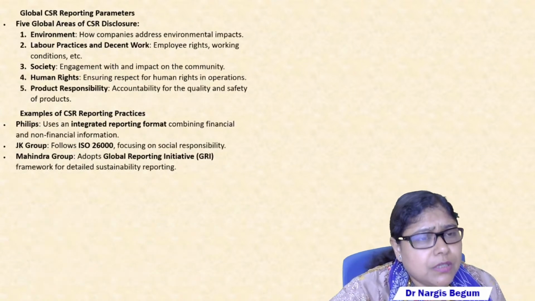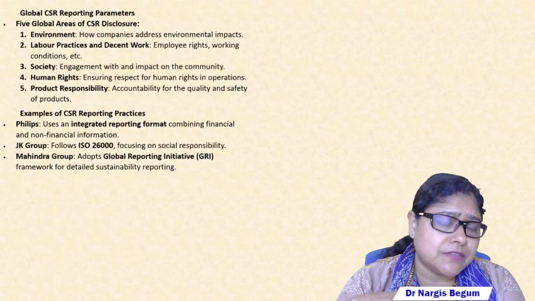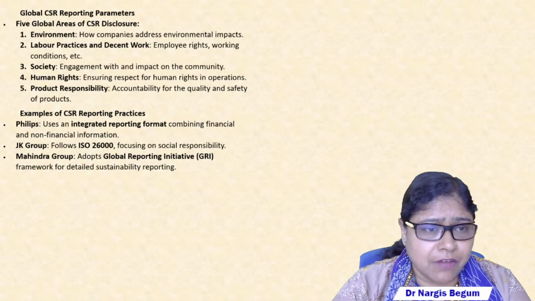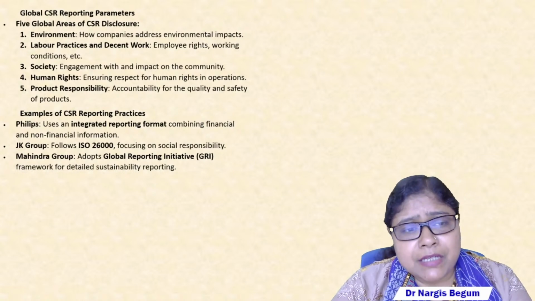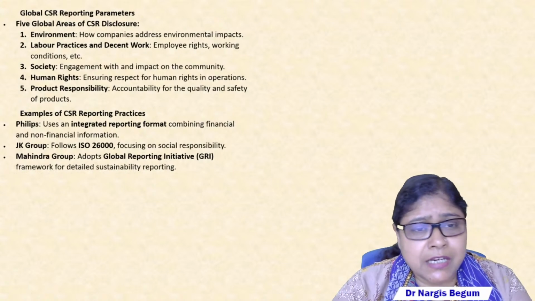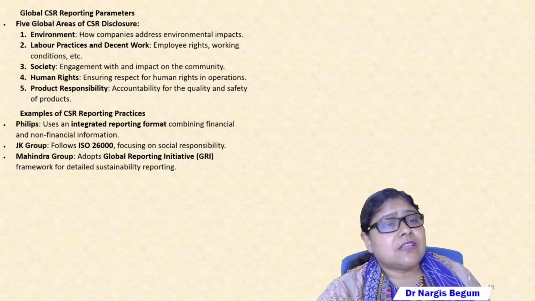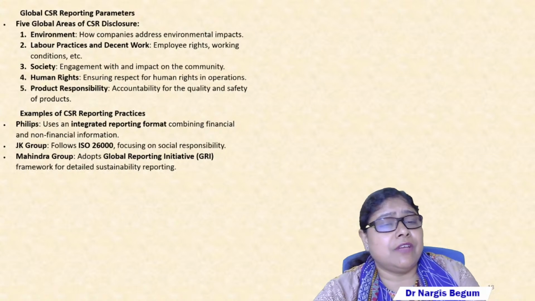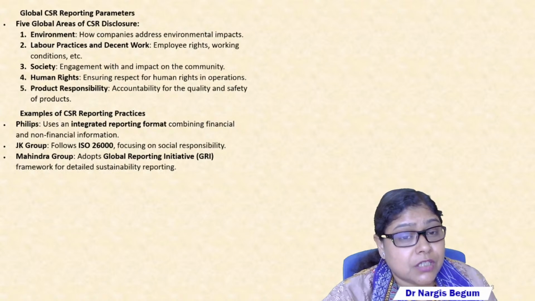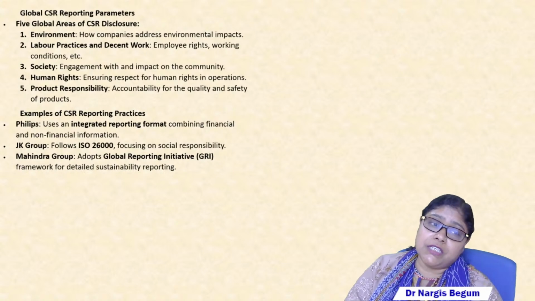There are different important global CSR reporting parameters also. That is, there are 5 global areas of CSR disclosure. One is the environment, how the companies are addressing the environmental impact. Second is the labor practices and decent work, how we discuss the rights of the employees, working conditions of the employees, etc. Next is the society, that is engagement with and impact on the community. Human rights, ensuring respect for the human rights in operations. Product responsibility, that is the accountability for the quality and the safety of the products.